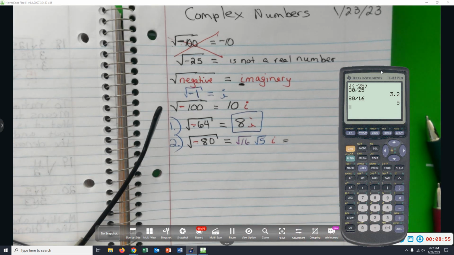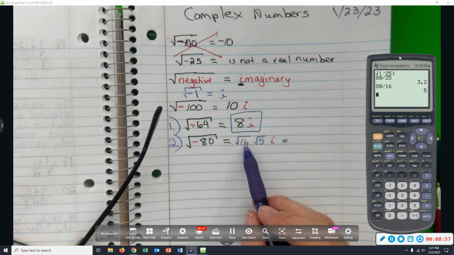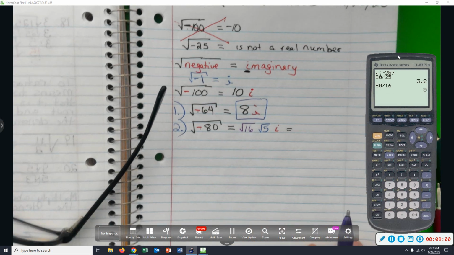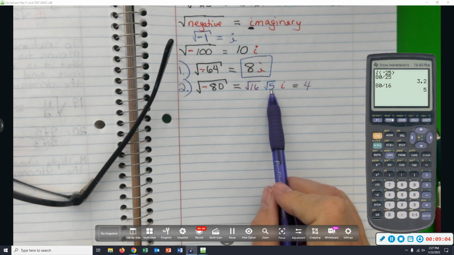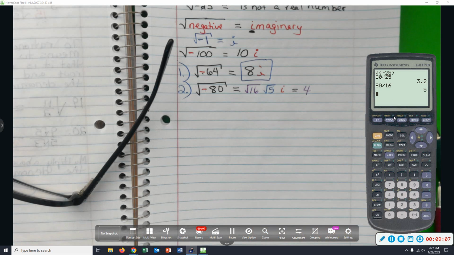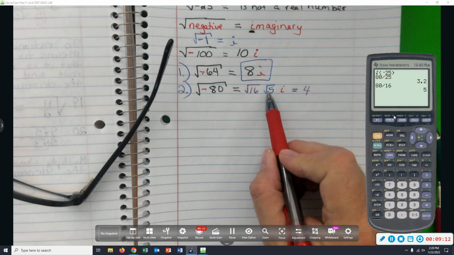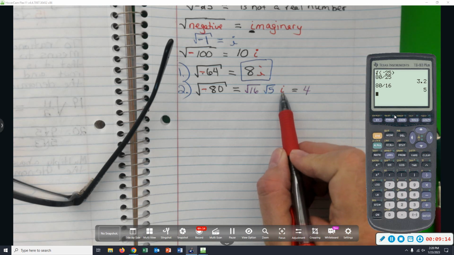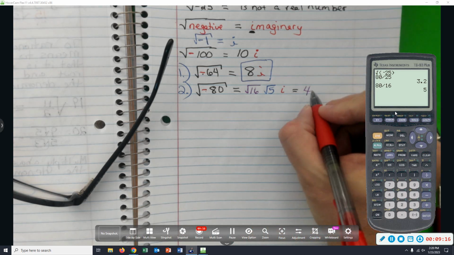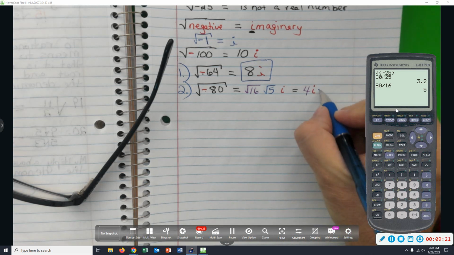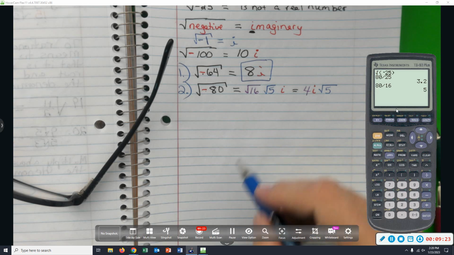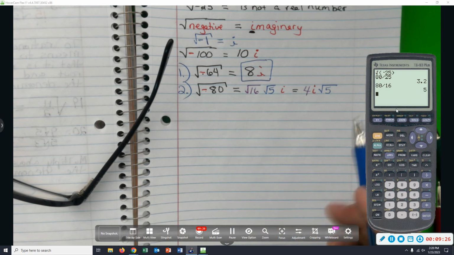And then the purple square root of 16, I'm going to rewrite as purple 4. Now the 5, square root of 5, no perfect square divides into it. We're through with that. But when you have a square root and an i in your answer, the preferred format is to put the i right in front of the square root. So instead of writing 4 square root of 5i, I'm writing 4i square root of 5.